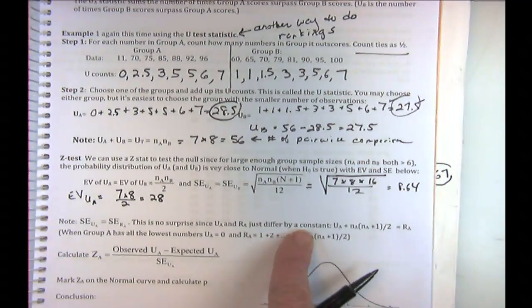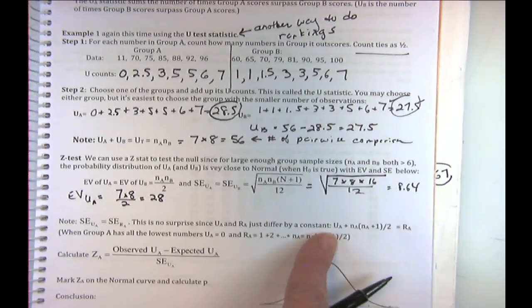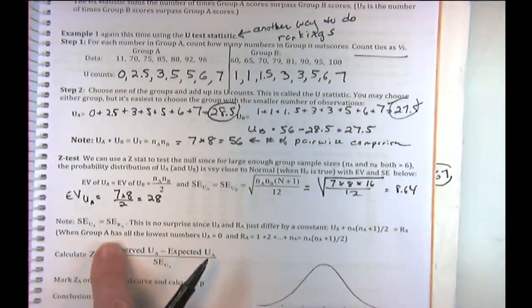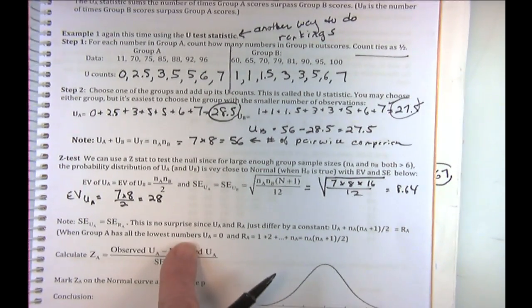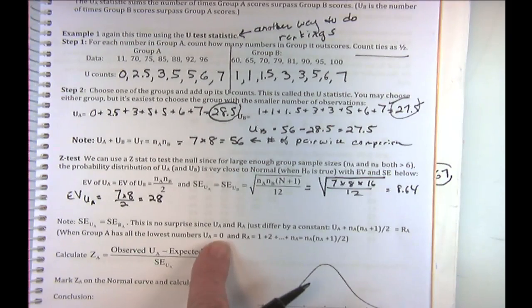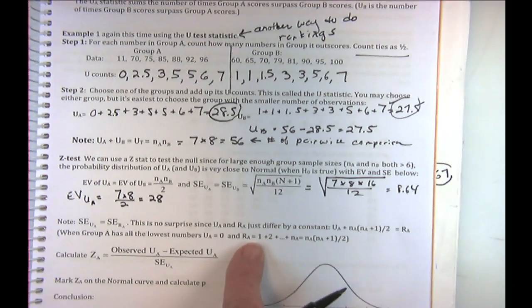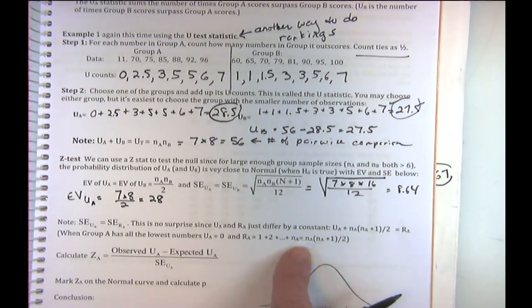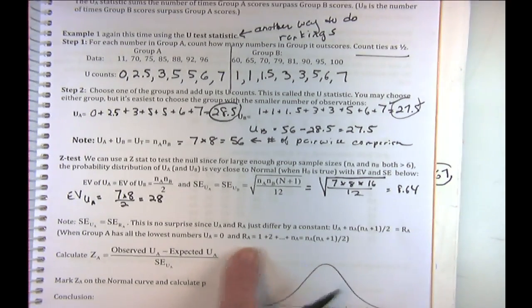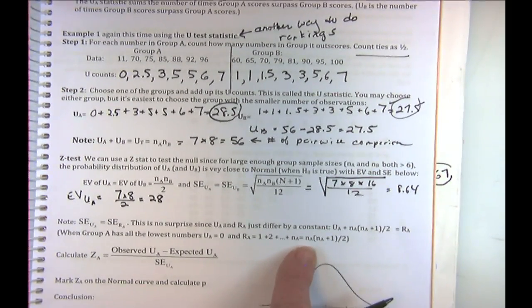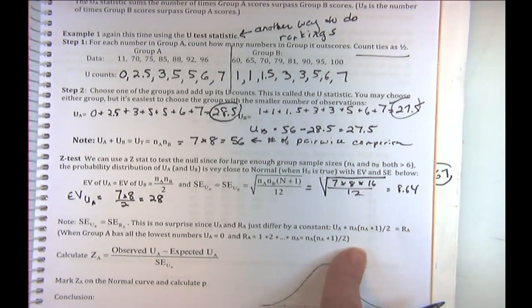The easiest way that I think about this and remember it is imagine when Group A has all the lowest numbers, all 7 of the lowest scores. Then everybody on that team would have a U of 0, so their sum would be 0. And when that was true, what would their rank sum be? Their ranks would be the numbers 1 through 7, which would be 7 times 8 over 2, 28. So they would differ by 28 there. Does that make sense?